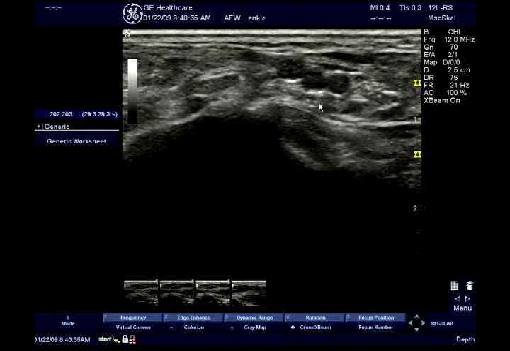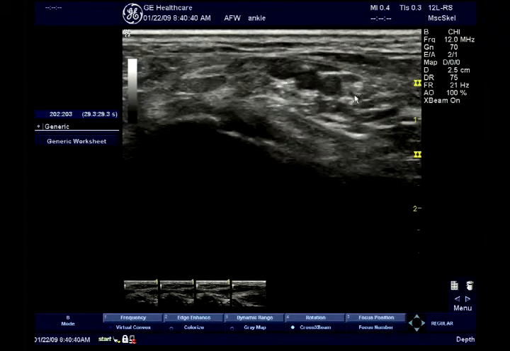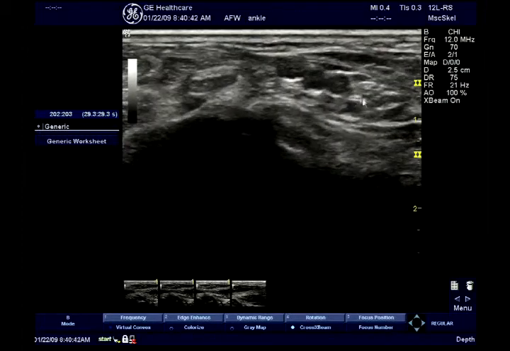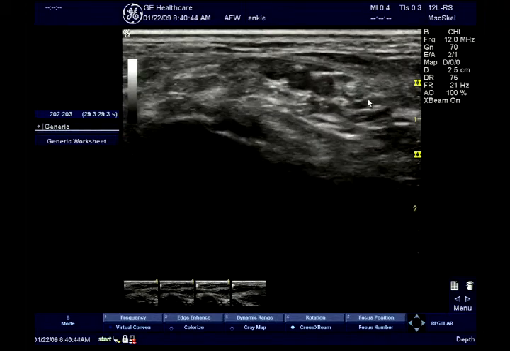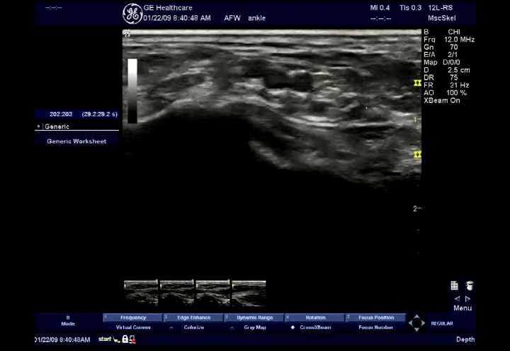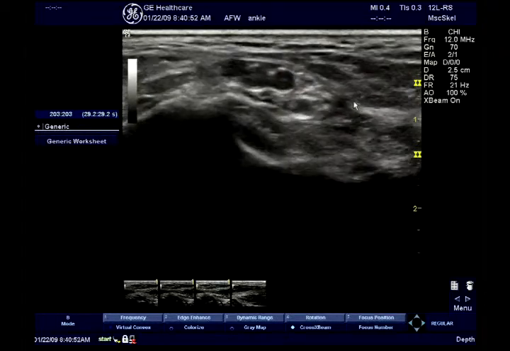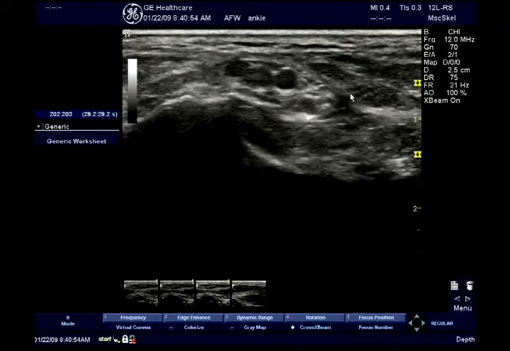Slightly inferior to those vessels, you actually can identify the tibial nerve. Again, this is a region where you have the tarsal tunnel. And if we shift slightly posterior to that, this will be the region, the fibrillar pattern that you will identify for the flexor hallucis longus.